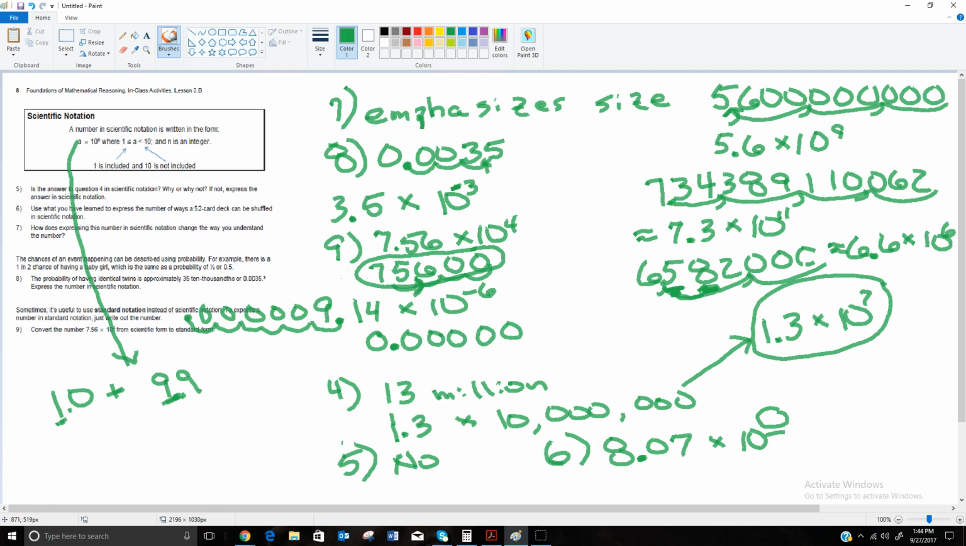So it's 0.00000914. So we moved it 1, 2, 3, 4, 5, 6 spots to take it out of scientific notation. So this is that number, that 9.14 times 10 to the negative 6 in standard form would be that.